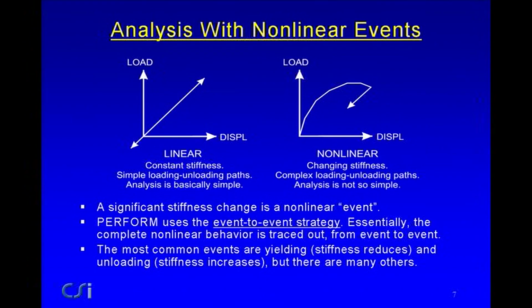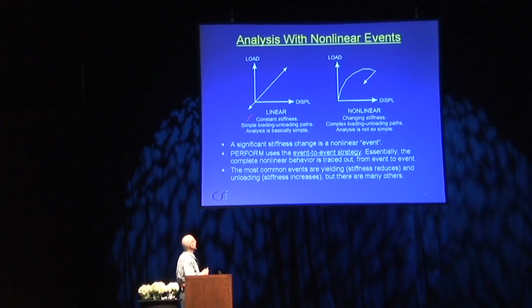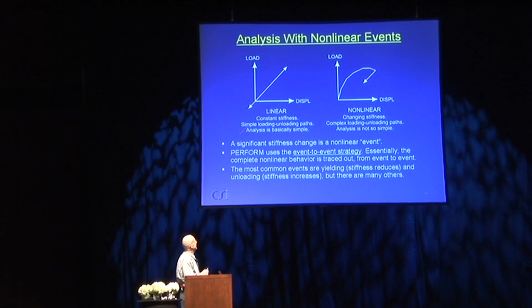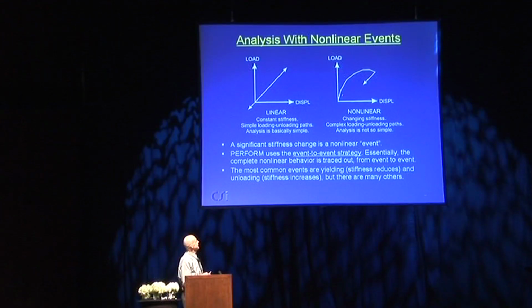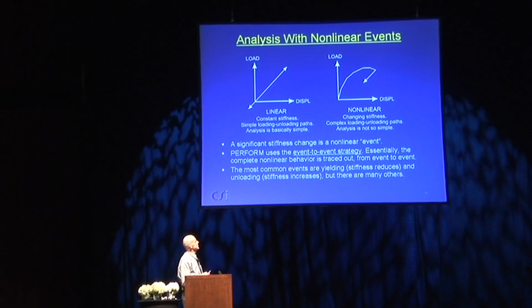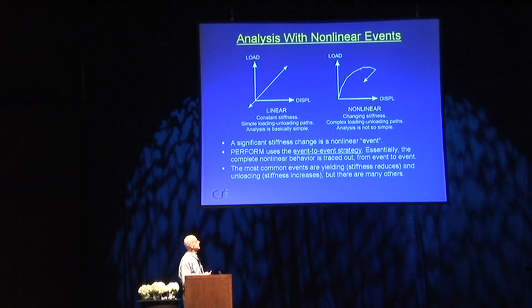Now, event-to-event is something different. If you have linear analysis, it just moves backwards and forwards along this line. So you have a constant stiffness, the loading and unloading parts are pretty simple, and the analysis is basically a pretty simple process. When you have nonlinear behavior, here I've shown a number of linear segments. It's straight, and then the stiffness changes. Here's an event, another event, and so on.